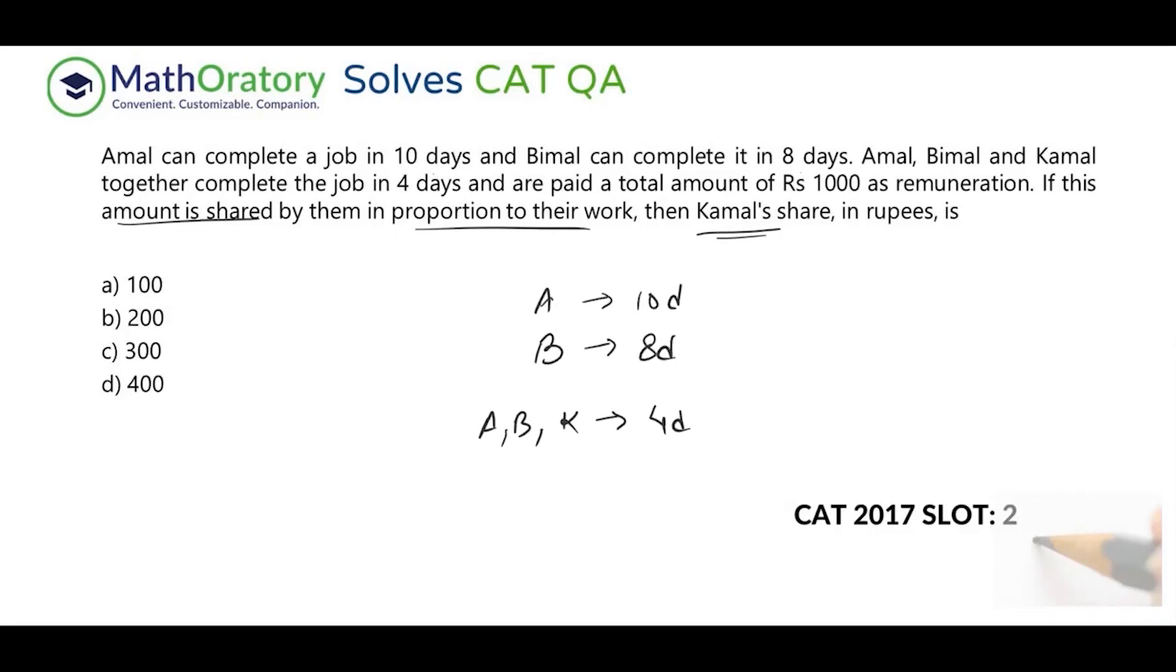The important part that I wanted to discuss is the proportion of the work done whenever they are working together for the same amount of time, because that's what it says, right? A, B, and K together complete the job in 4 days. The first two pieces of information, "can complete," are not how they're actually working. That is just information to compare their efficiency ratios. So Amal, Bimal, and Kamal actually complete the job together in 4 days, working together for an equal amount of time.